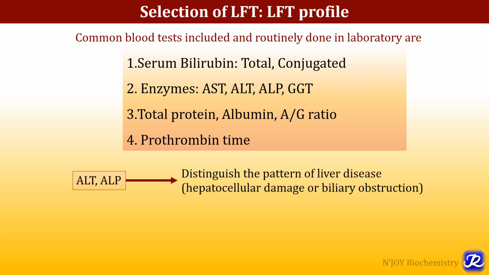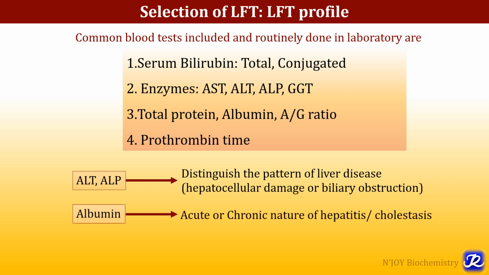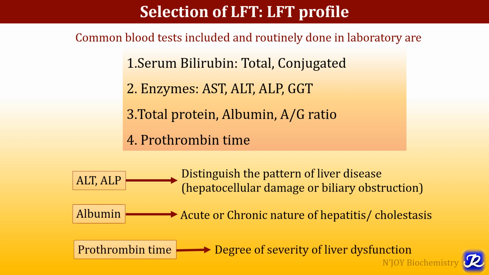Estimation of ALT and ALP can distinguish the pattern of liver disease, whether it is hepatocellular damage or biliary obstruction. Estimation of albumin level in the serum can detect the acute or chronic nature of hepatitis or cholestasis, because albumin is decreased in chronic liver disease. Prothrombin time can reflect the degree of severity of liver dysfunction. So based on these features, the liver function test profile or LFT panel includes these common blood tests which are routinely done in the laboratory.